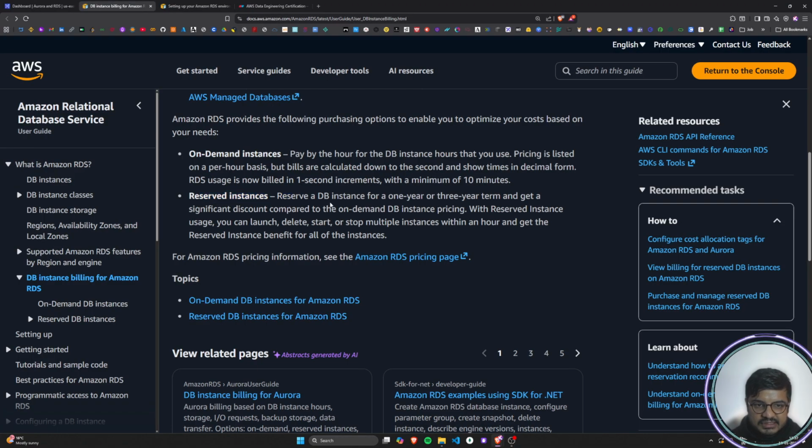And we have reserved instances. So reserve a database instance for 1 or 3 year terms and get a significant discount compared to the on-demand DB instance pricing. With reserved instance users, you can launch, delete, start and stop multiple instances within an hour, or get reserved instance benefit for all the instances. So we have already discussed about this on-demand instances, right, and reserved instances.